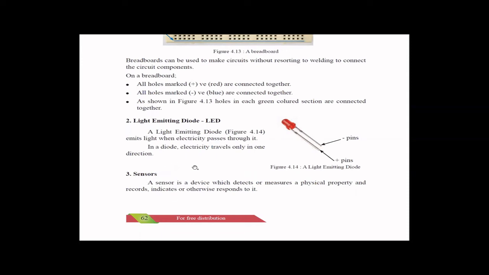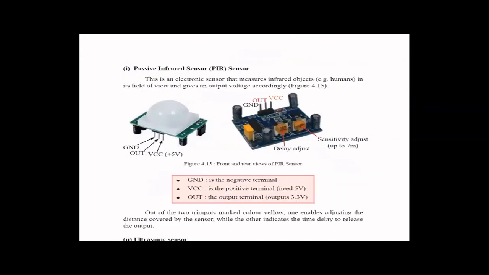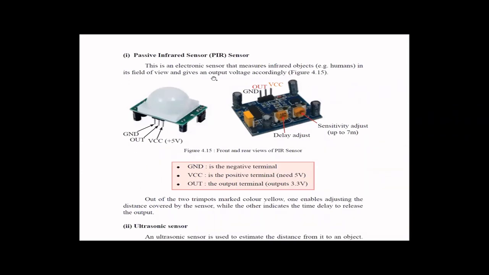And comes the sensors, right? As I indicated earlier, sensors can detect and measure physical properties, right? Here they have given some examples of sensors, passive infrared sensors, right? This can detect infrared objects, something like humans. If it detects a human, it will give a different kind of output. Here you have the ground terminal, this is the positive terminal, and this is the output terminal.